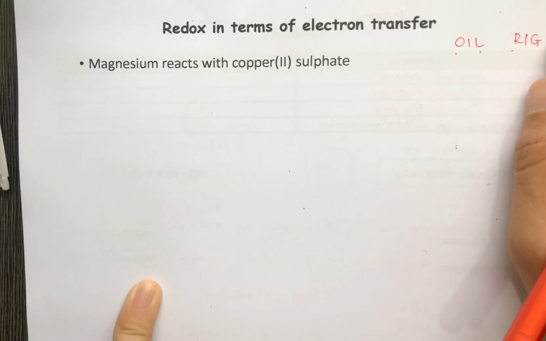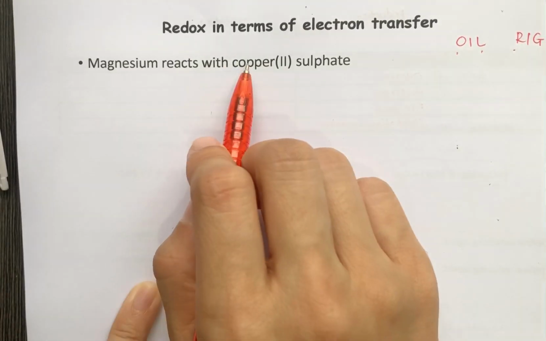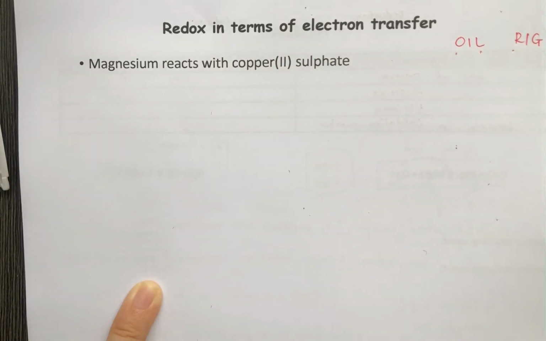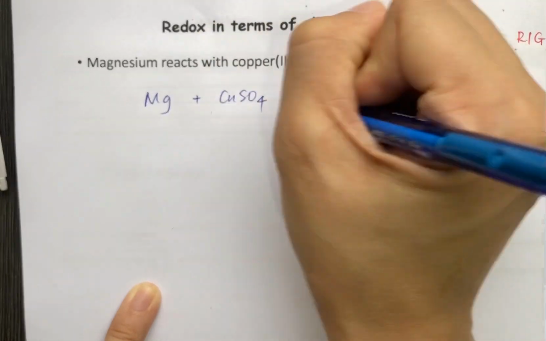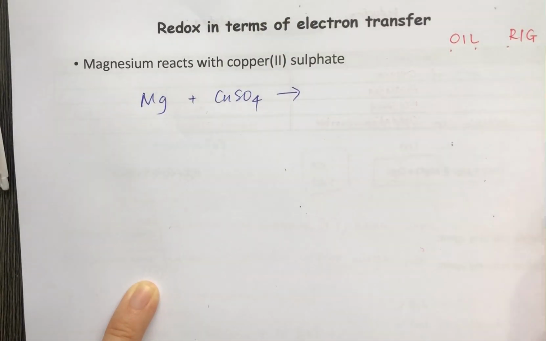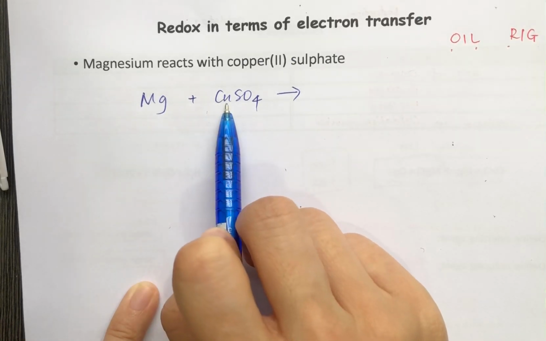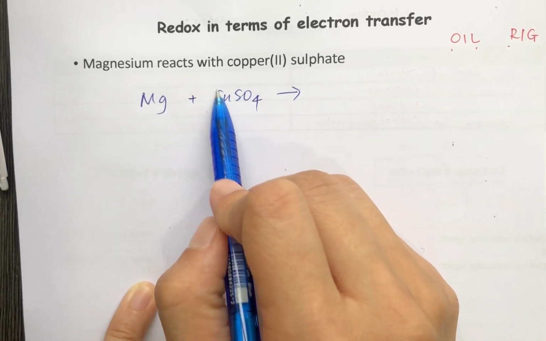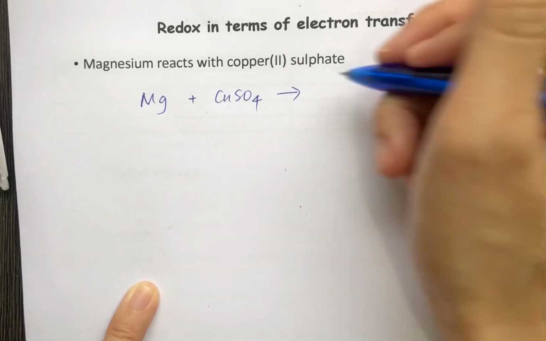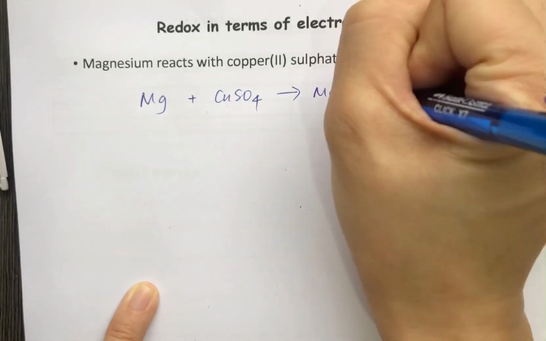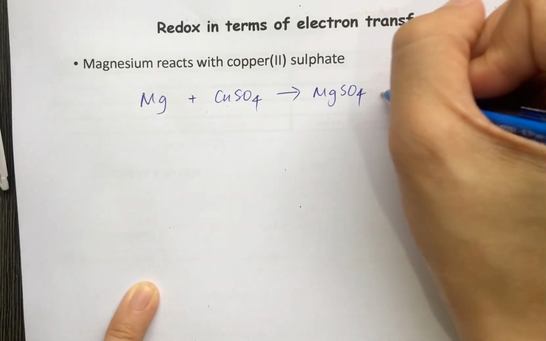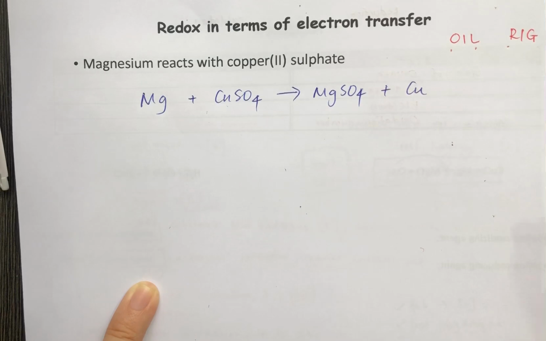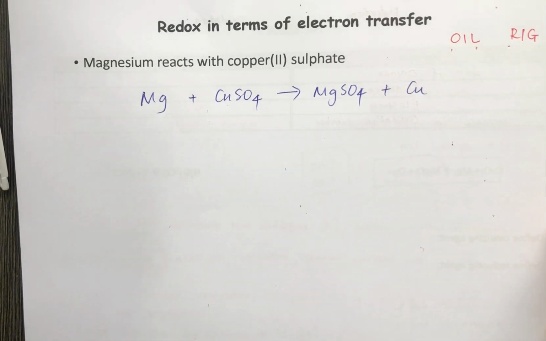Now, this is a reaction between magnesium and copper(II) sulfate. So I write the equation: Mg plus copper sulfate, CuSO4. How do I complete the reaction? Very easy. Mg is more reactive than Cu, so Mg will kick out Cu and take the SO4. So now I get MgSO4. Cu, being a less reactive metal, is kicked out and stays alone. This is how I write my equation.